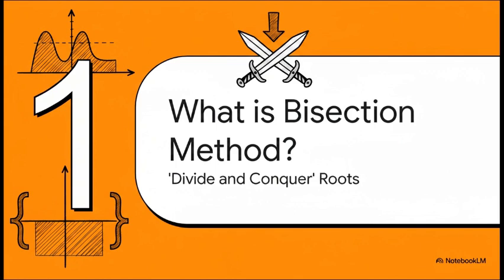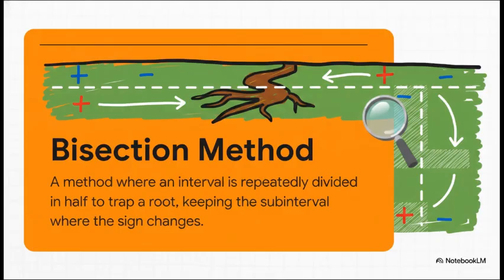Well, at its heart, the bisection method is a classic divide and conquer strategy. It's simple, it's reliable, and honestly, it's pretty brilliant. Think of it like this. You know a root is somewhere in a big field. Instead of searching everywhere, you just draw a line right down the middle, figure out which half the root is in, and completely ignore the other half. Then you do it again, and again, and again.